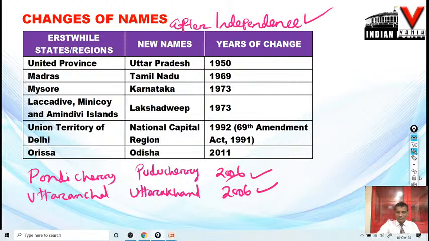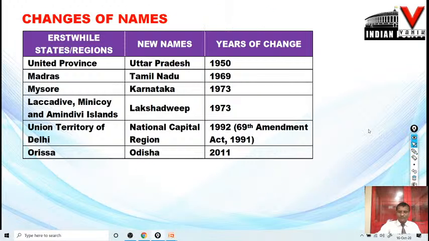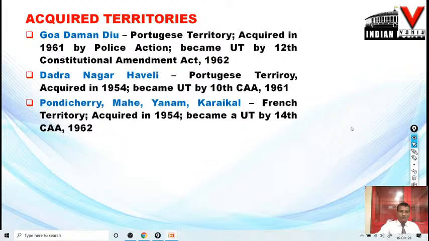Now we shall move to the next slide and see what is there: acquired territories. Acquired territories means that these territories were not under British domination; rather, they were under other European domination. After independence, we acquired these territories.